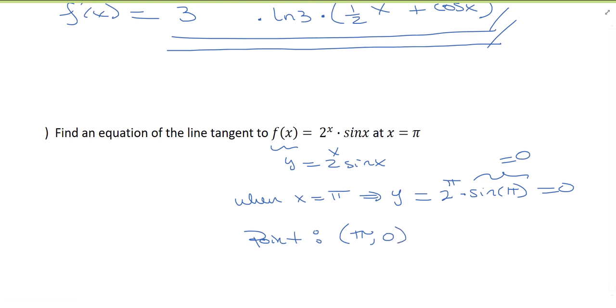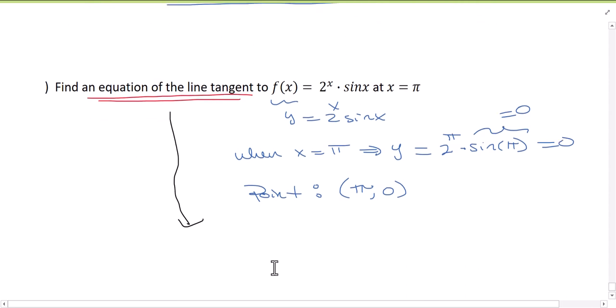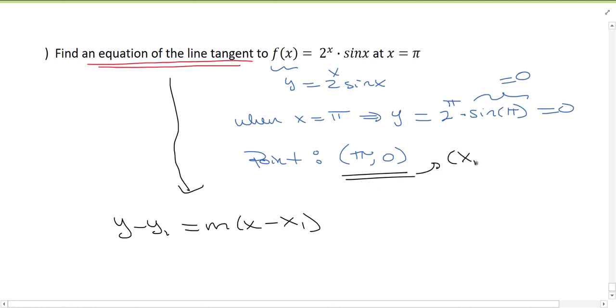Why do I need the point? Well, my task is to find an equation of the line tangent to the function. So I need to find the equation of a line, so that means I need to be able to put it in the point slope form. y minus y1 equals m times x minus x1. And so that's why I need the point, right? So this is then my x1, y1. That's the point we need.